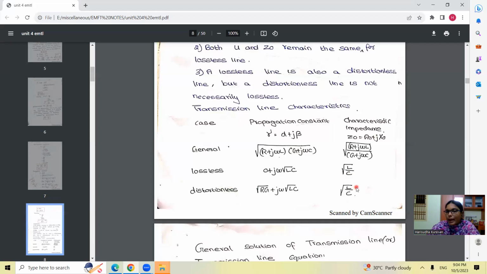So the two common parameters for both the cases, lossless and distortionless line, are the characteristic impedance and velocity. The equations remain the same for both the special cases.